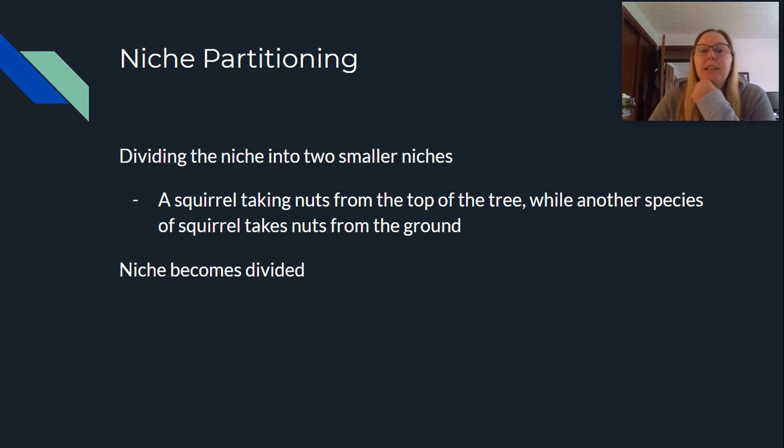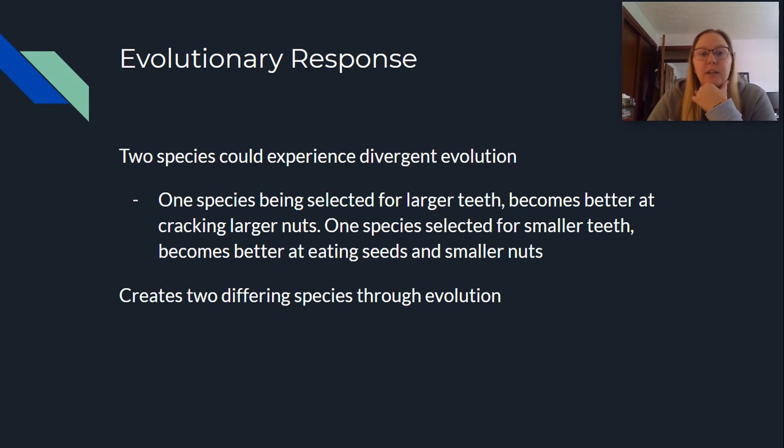Niche partitioning is the dividing of a niche into two smaller niches. So think of a squirrel that takes the nuts from the top of the tree while the other species of squirrel takes nuts from the ground. That separates out that one tree, that habitat of the tree, into two separate niches. So they do become divided.